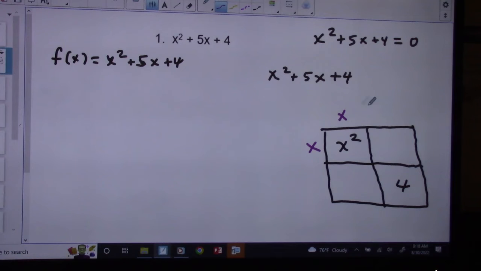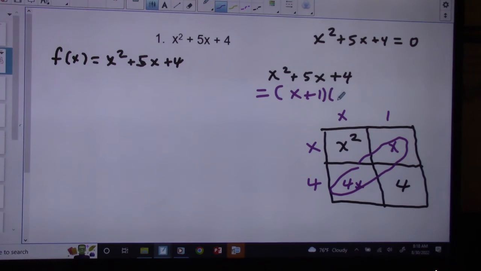And then what are your factors of 4 going to be? It could be 2 and 2, and one thing you can do is experiment. So let's try 2 and 2. If you try 2 and 2, you get 2x and 2x, so you get 4x, right? In this case, 2 and 2 is not going to work. So what other factors could possibly work? 1 and 4. So let's try 1 and 4 instead. Here we get 4x and 1x, so we get our 5x. So now we know that our factored form of this is going to be x plus 1 and x plus 4.